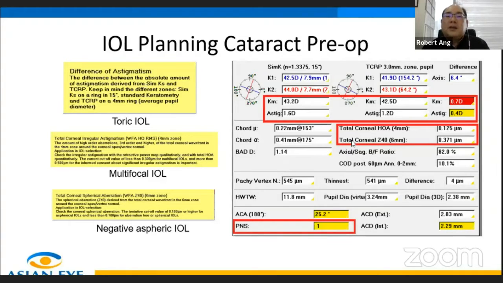And the third thing is the Z400, or the corneal spherical aberration. Usually we see patients in the 0.25 zone for normal corneal spherical aberration, but this patient has a little bit higher Z400. So if I need to choose a monofocal IOL, I need probably to use a negative aspheric instead of a zero aspheric or spherical IOL. And then we have a PNS score of 1, which I show the patient, that you don't have that much of a cataract.